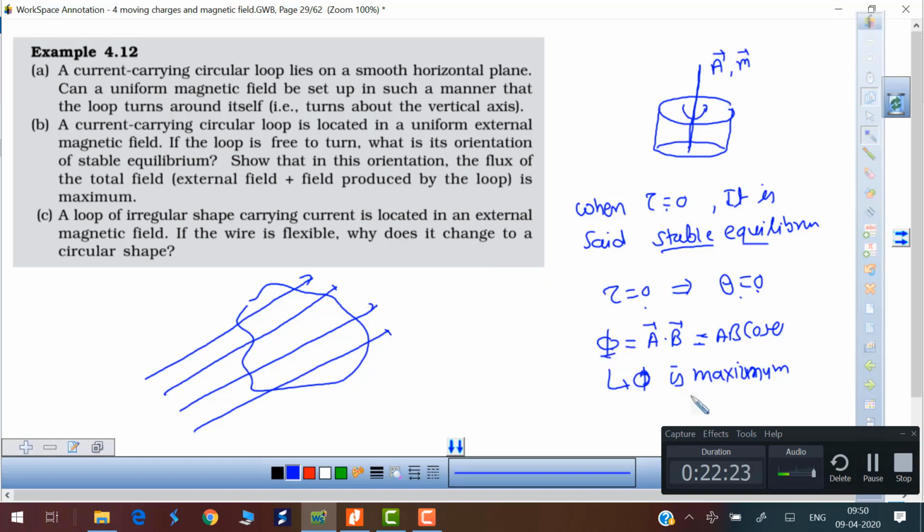So stable equilibrium means flux is maximum. Flux maximum ક્યારે થાય? જો A maximum હોય તો. અને જો A maximum કરવું હોય, then the shape must be changed to circular because circle has maximum area. આપેલી પેરીમીટર માટે કયો શેપનો એરિયા વધુ હોય? તો કે સર્કલનો. યાદ રાખજો.